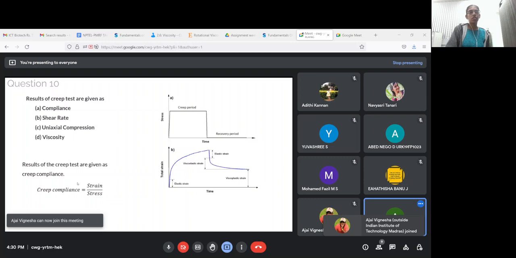So compliance is actually strain by stress, and you get the data of the creep test in terms of compliance only. So this compliance, you will again fit it to the models that we discussed in the previous questions, and that will give you an idea of how viscous the fluid is and how elastic the fluid is. So these are the kind of tests that we do to understand the viscoelastic behavior of the fluid. Any doubt?